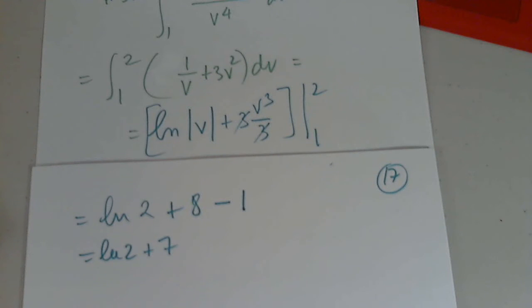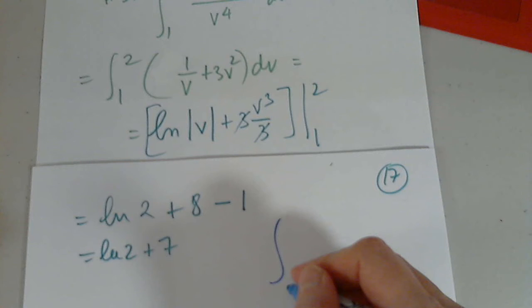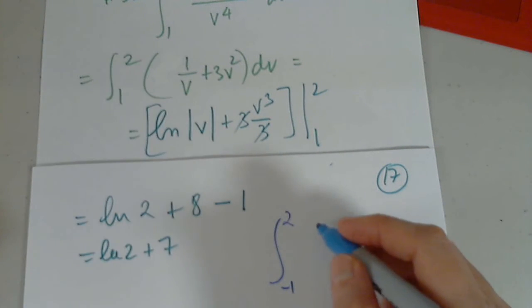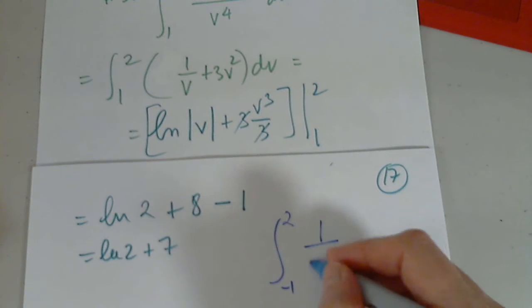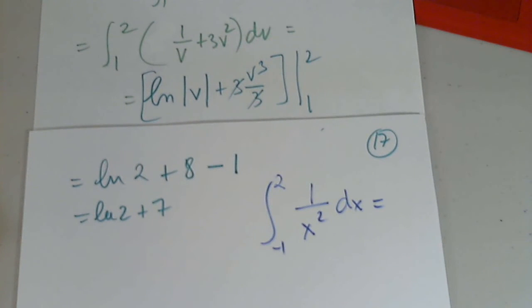Good pick. I want the integral from -1 to 2 of 1 over x squared dx. How do I proceed? What is the antiderivative of this? What function prime is 1 over x squared?